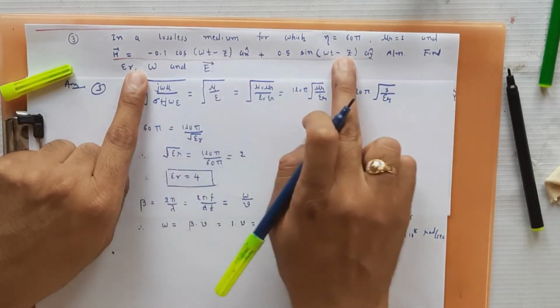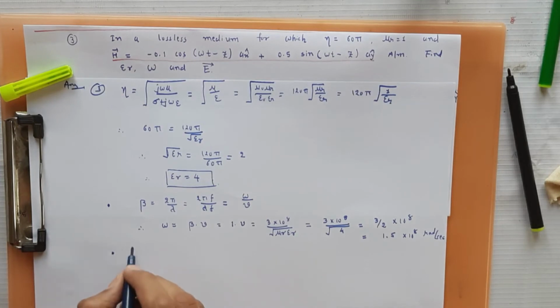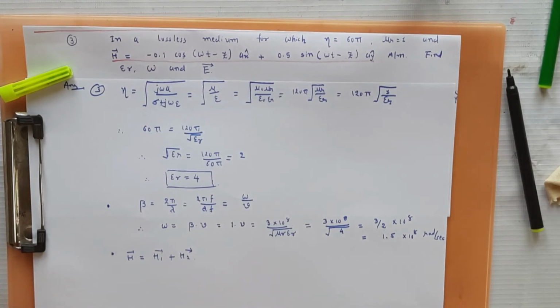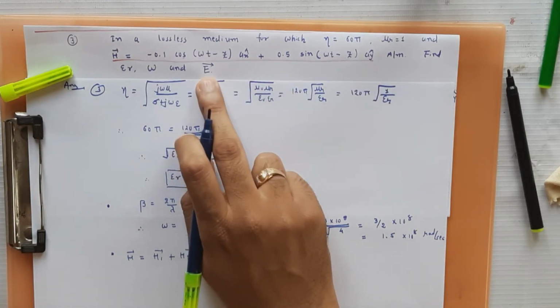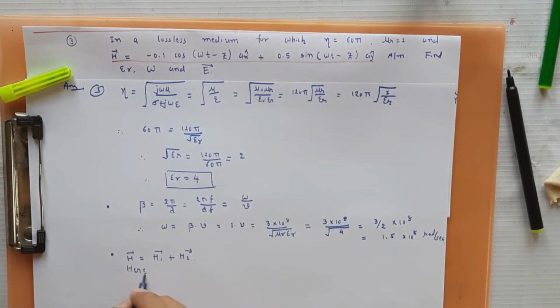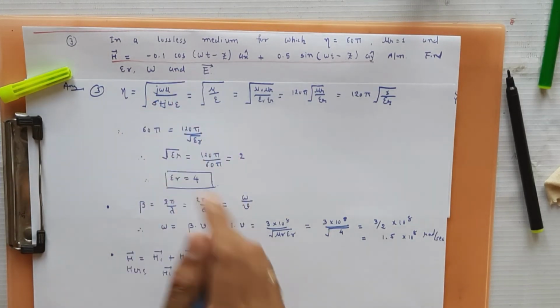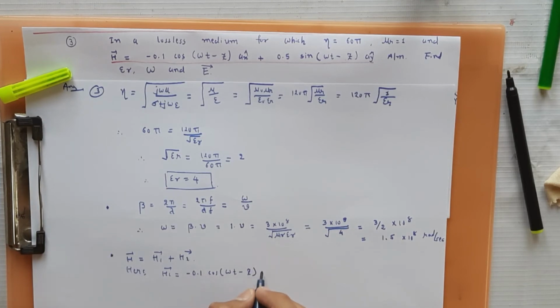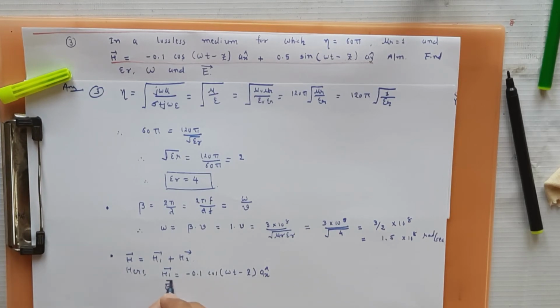Okay, so H is given, so we have to split this H into 2 parts. So I have to say H is equal to H1 vector plus H2 vector. Similarly, I have to find E is equal to E1 vector plus E2 vector. So here, what is H1 vector? H1 vector is given, which is minus 0.1 cos(omega t minus z), in which direction? In x direction. So from H1 we want to find E1.